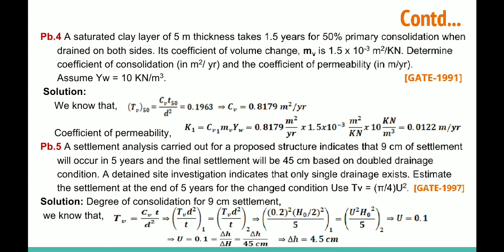4.5 centimeter. So we can say that for the same condition, in the first stage where there was a double drainage system, the time required was 5 years, and then the settlement that occurred was 9 centimeter. But for the second condition, where the drainage condition was single drainage, the degree of consolidation was different, but the time was the same. For the same time, the settlement occurred was 4.5 centimeter. So this is the relation we have to use on the data we have been given.